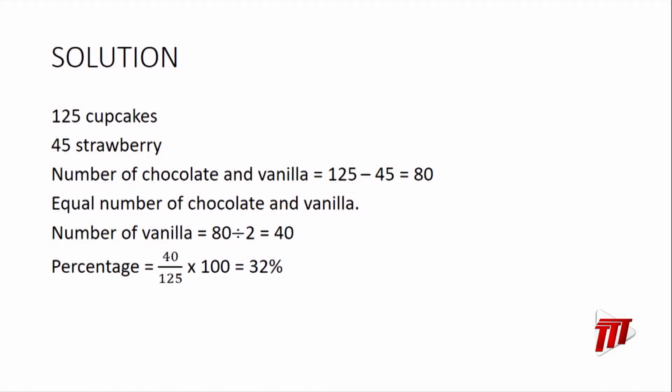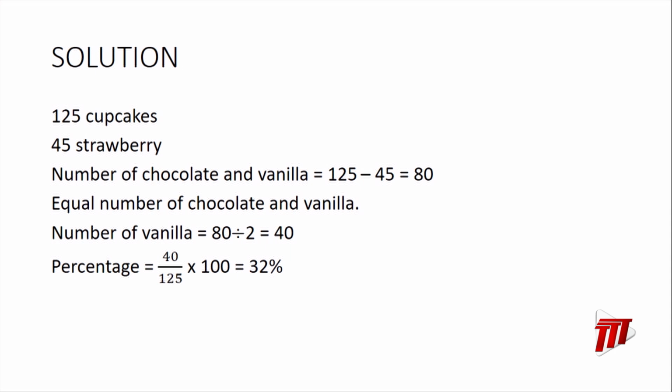2 equal parts means we divide by 2. Very good. So the number of vanilla cupcakes would be 40, 80 divided by 2. How many chocolate cupcakes do we have then? I know it doesn't have anything to do with chocolate cupcakes, but you could tell me. We would also have 40 chocolate cupcakes because remember the number of vanilla and chocolates were the same.